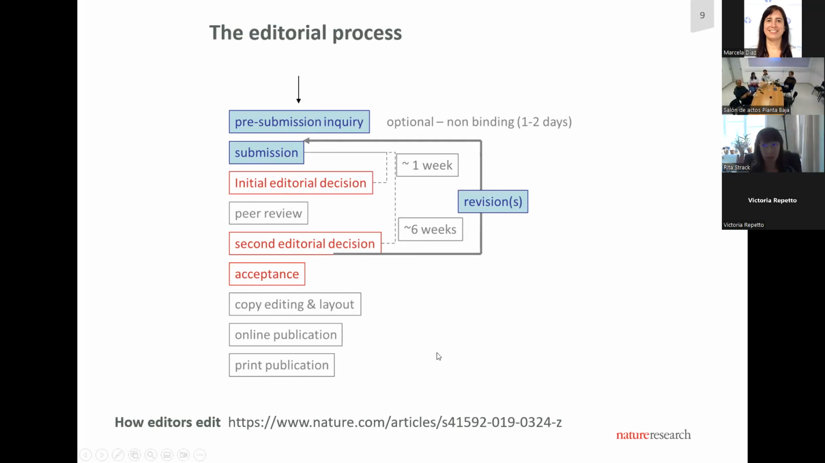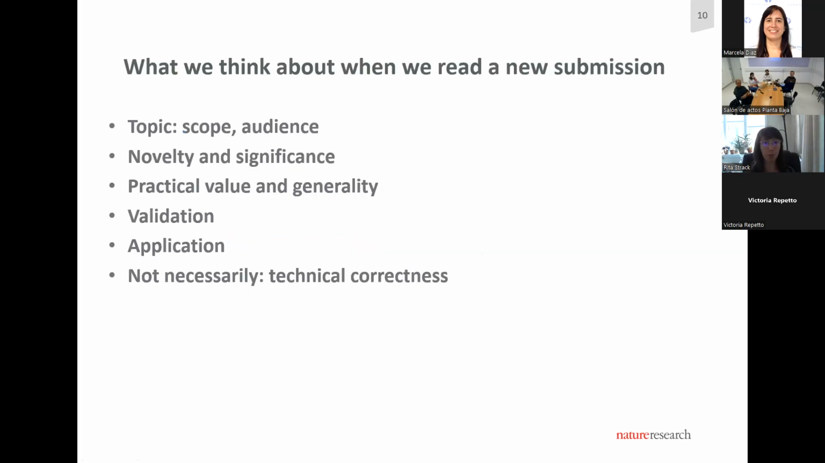And just for lack of time, if you want more information on the career of editing, we did publish this nice editorial on it, I think 2 years ago now. So that's more our editorial process. I'm going to switch gears now and talk about our editorial criteria.